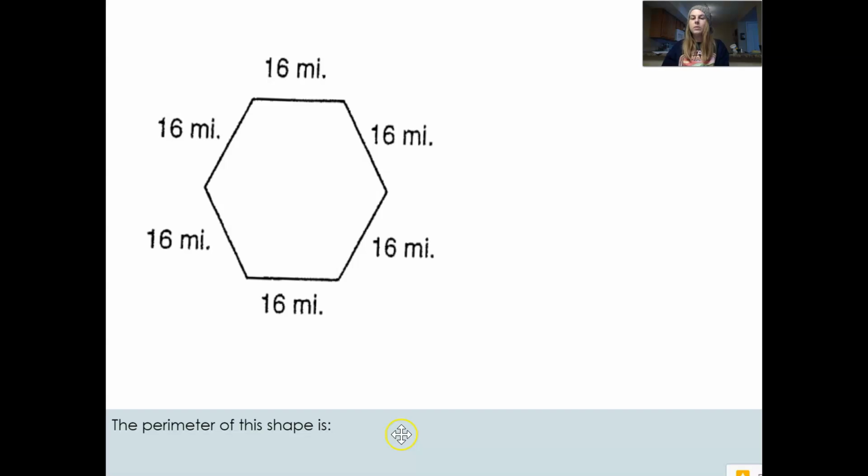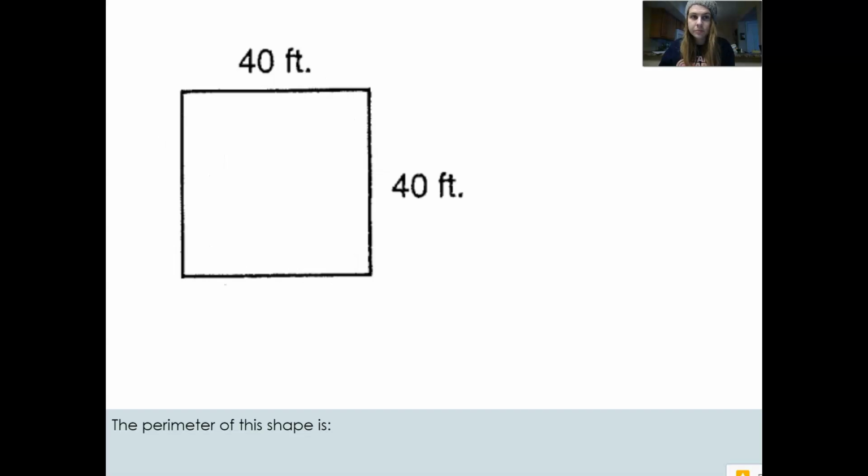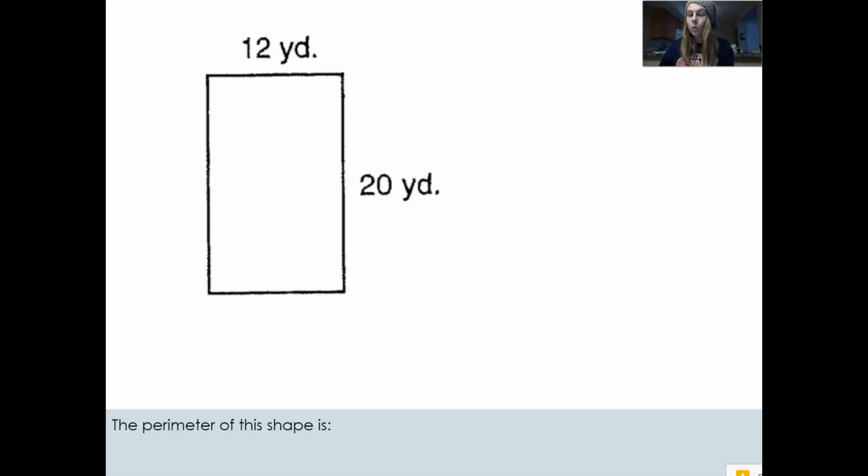Remember that you're going to be writing not only the number, but the unit of the length, whether it's miles, feet, or yards. If you're looking at a unit like this and you don't know what the unit is, just write the same letters in your answer that's in the side lengths on the shape.